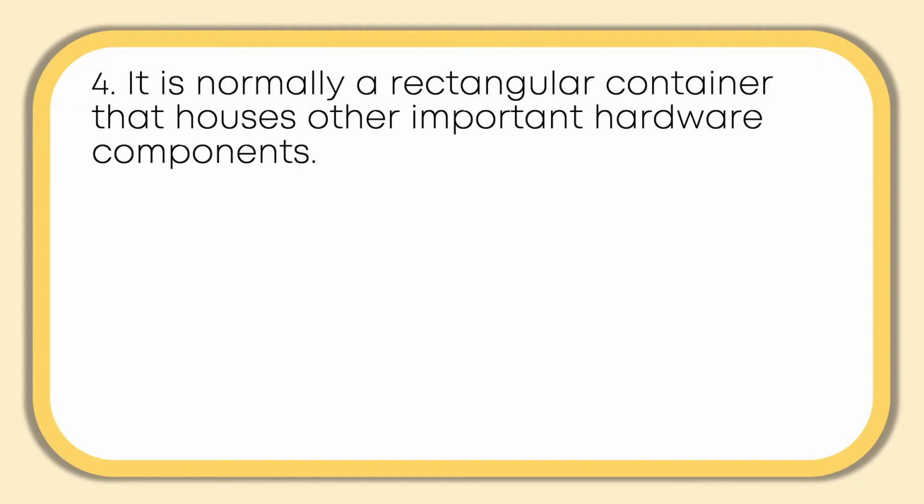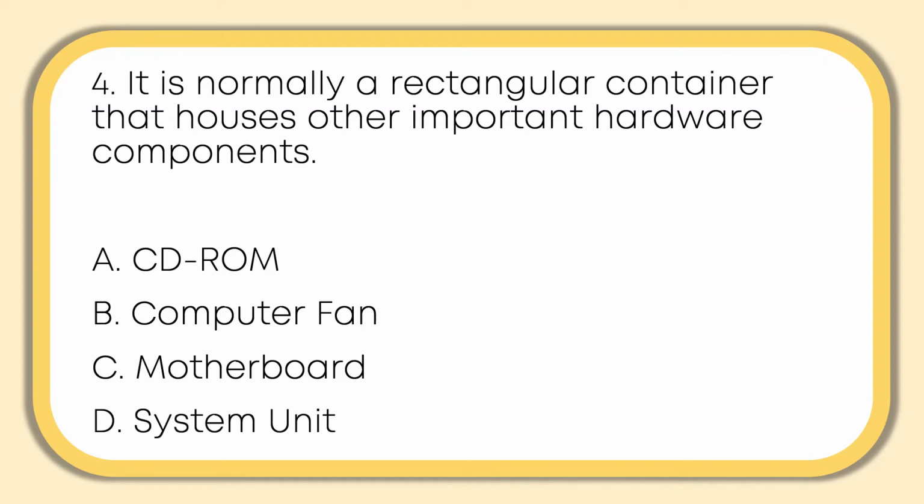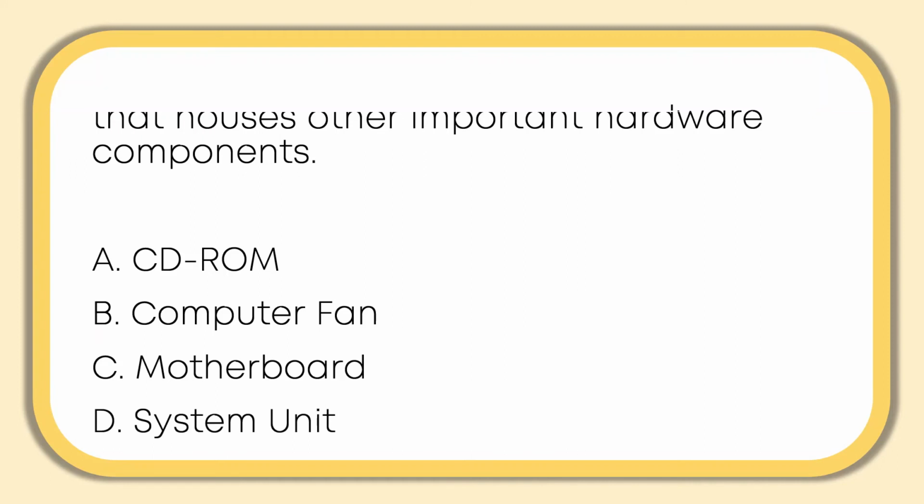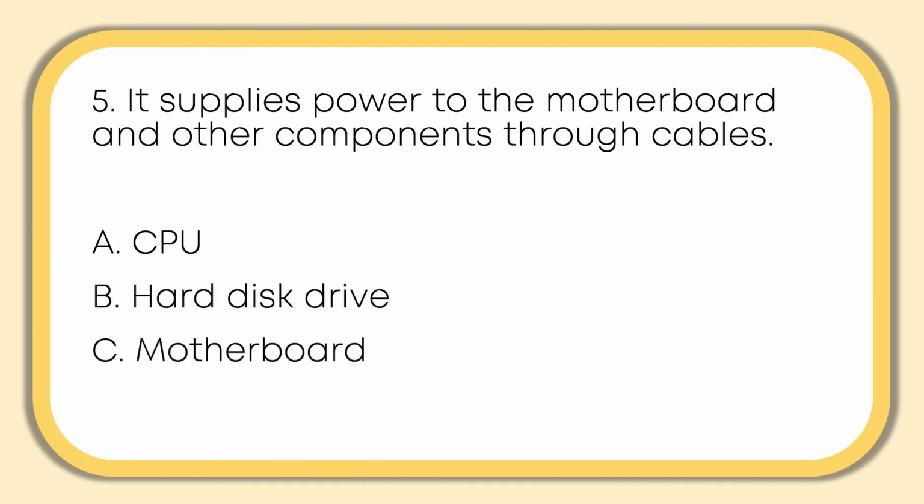Number 4, it is normally a rectangular container that houses other important hardware components. A, CD-ROM, B, computer fan, C, motherboard, and D, system unit. And number 5, it supplies power to the motherboard and other components through cables. A, CPU, B, hard disk drive, C, motherboard, and D, power supply unit.